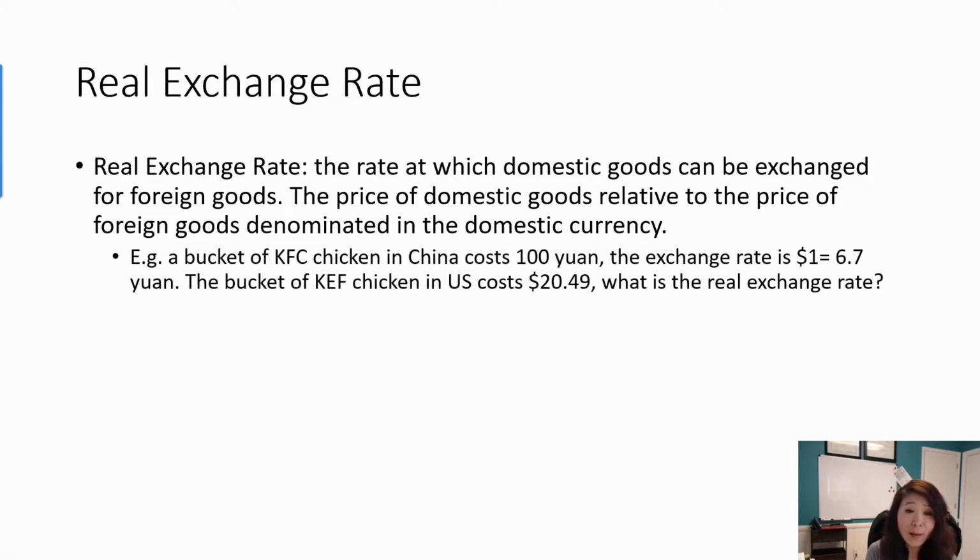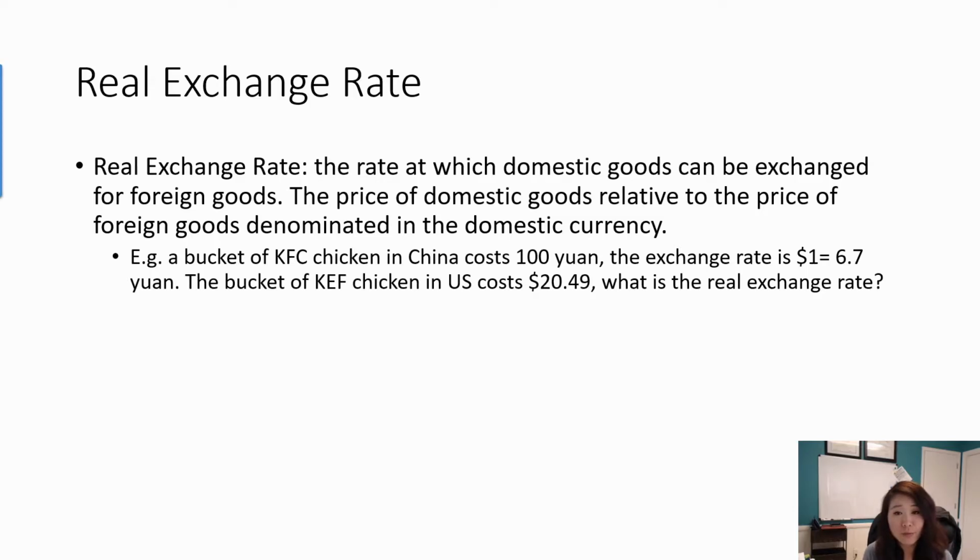So let's see, a bucket of KFC chicken in China costs 100 yuan. The exchange rate is $1 equal to 6.7 yuan, and the bucket of KFC chicken in the US costs $20.49. So what is the real exchange rate?